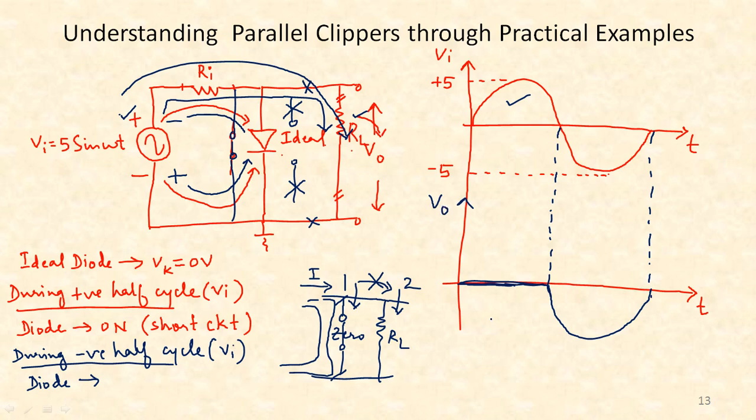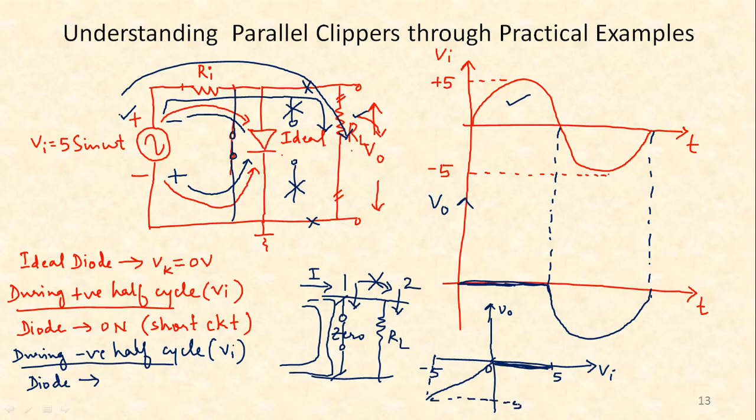Now coming to the transfer characteristics, Vi versus V naught. Input varies from 0 to plus phi and 0 to minus phi. During the positive half cycle of the input, there is no output at all. So when input varies from 0 to phi, I do not have anything. Then during the negative half cycle, as the input increases, so does the output. So this is how the output looks like, minus phi.